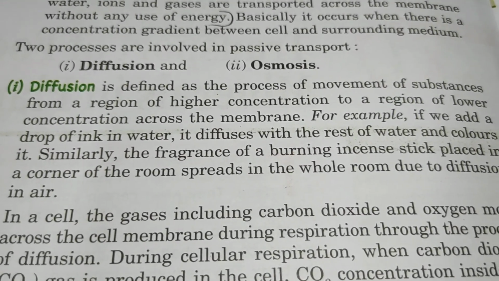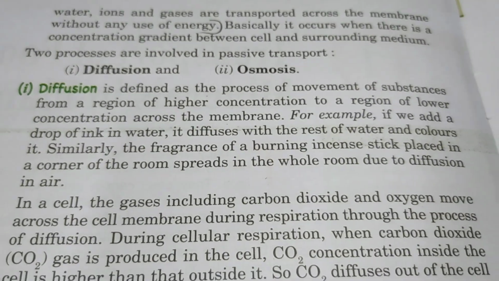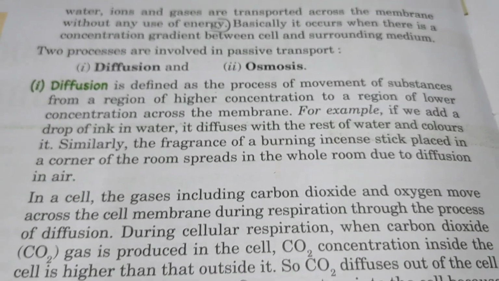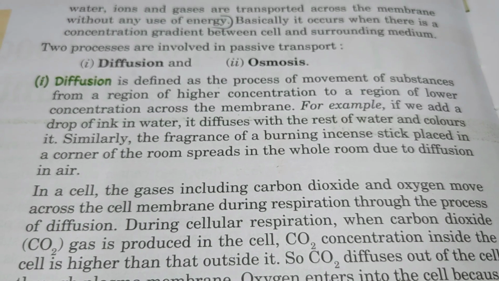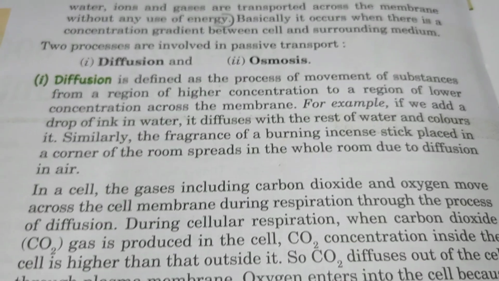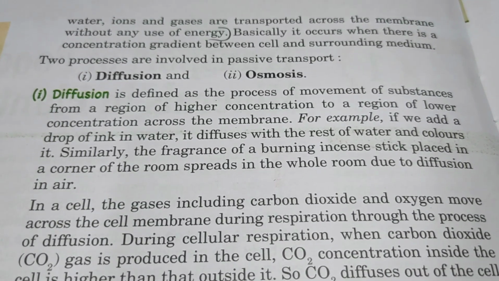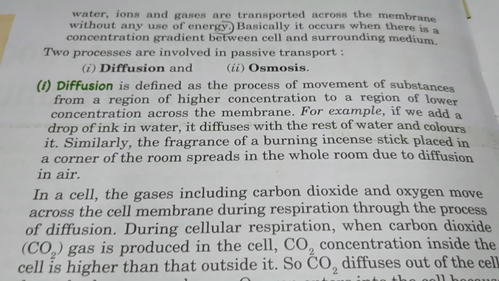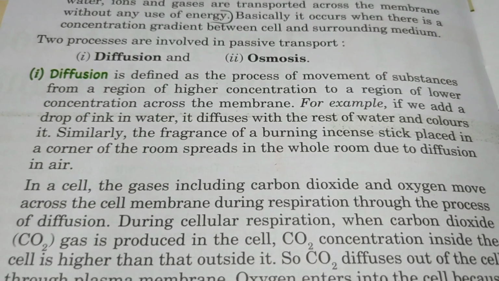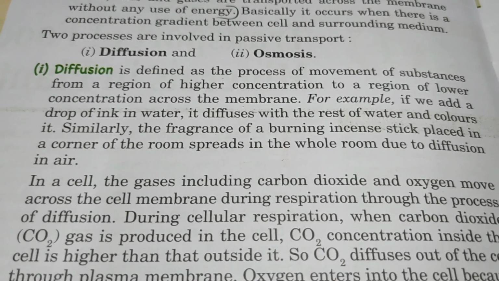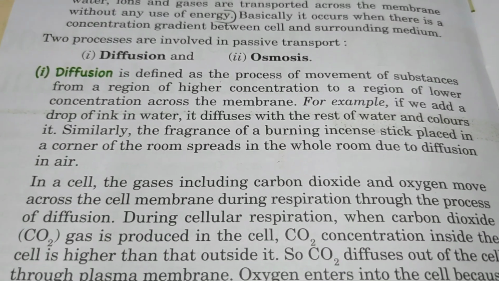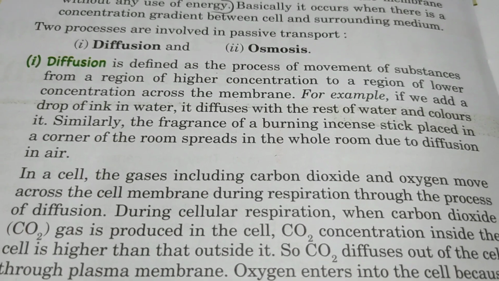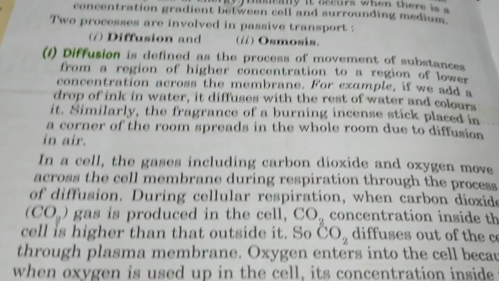So across the membrane, through the membrane, there will be a transport or movement of substances from high concentration level to low concentration level. For example, if we add a drop of ink in water, what happens? It diffuses with the rest of the water and all the water will change into blue color. So from high concentration to low concentration, where the ink is not there, it will diffuse. So all will become uniform. There will be a movement of substances until all become the same concentration.